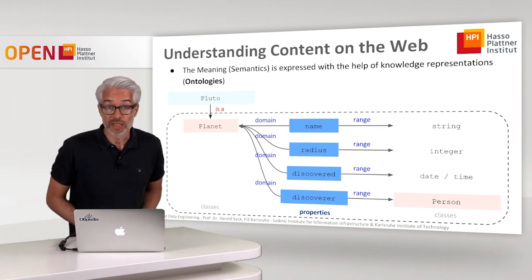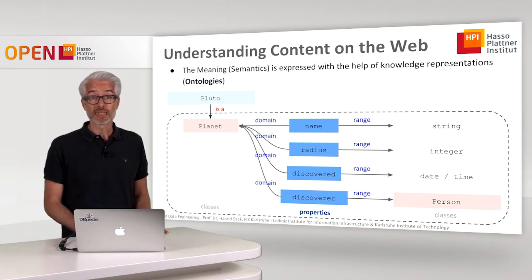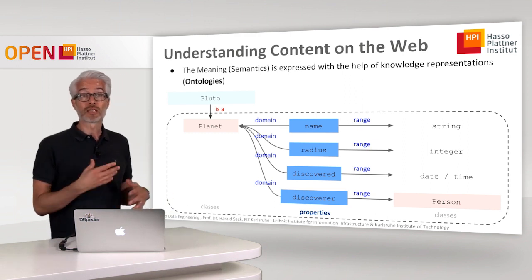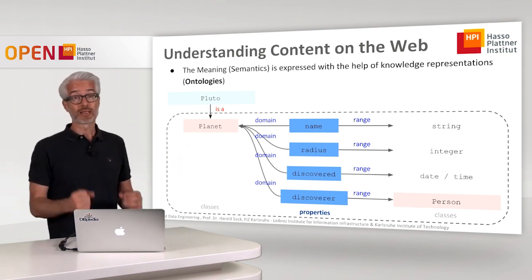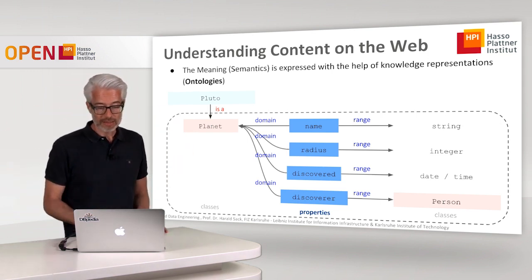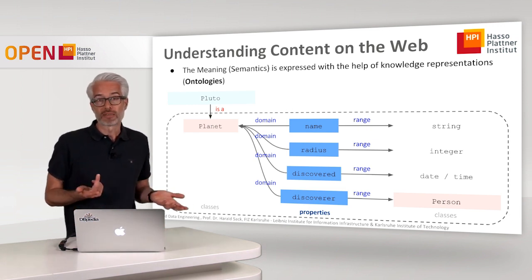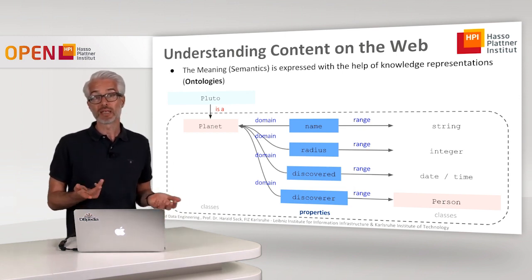Okay, what else can I express in a formal knowledge representation? It can help me to understand what is on the web. We said Pluto is an entity, and for that it belongs to a class, and in these classes usually entities with the same properties somehow are gathered. So, for example, a planet can have several properties. It can have a name, it can have a radius. For example, there can be a date available when the planet has been discovered, and also who has discovered this planet.